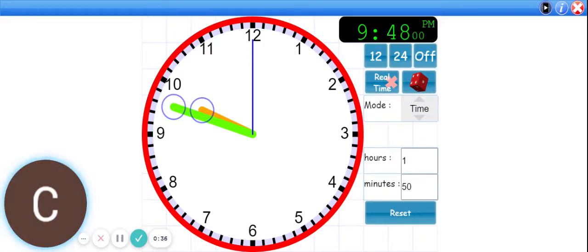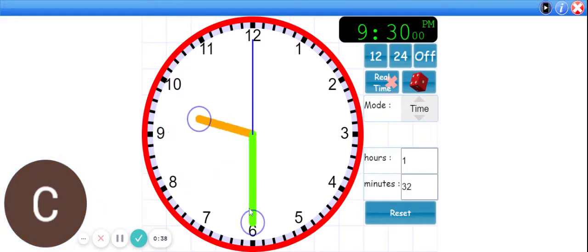So my long hand is pointing to 6. When it's pointing to 6, that means half past. My shorthand is pointing between 9 and 10, so I have it between 9 and 10. The clock is currently showing 9:30. You can see it up here on my digital clock, 9:30. But that's not my activity.